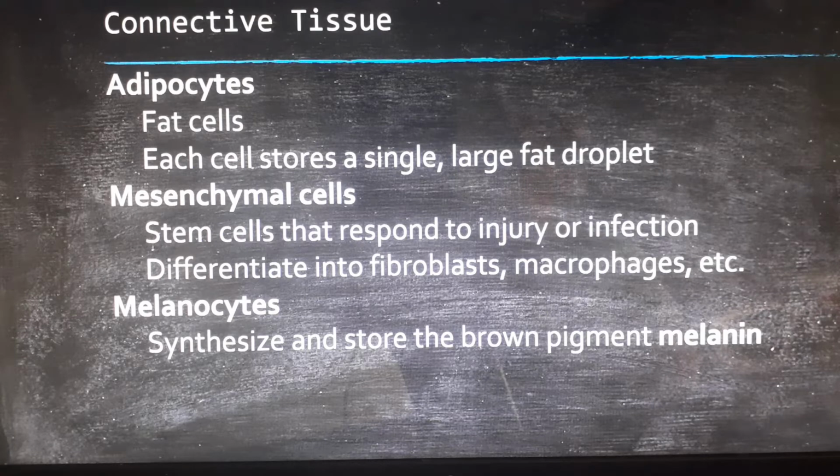Melanocytes would only be in the skin or hair, and they are going to make the brown pigment melanin. We'll talk more about melanin in chapter 5.